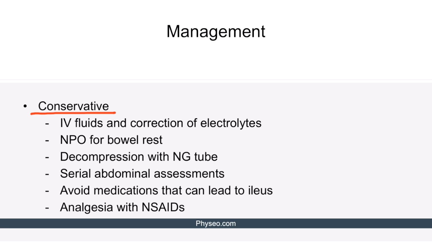Patients should also be taken off any medication that could cause ileus, which may be difficult in the postoperative setting with pain. If a patient has pain in the setting of an ileus, NSAIDs should be the medication of choice for analgesia since they do not cause decreased peristalsis.